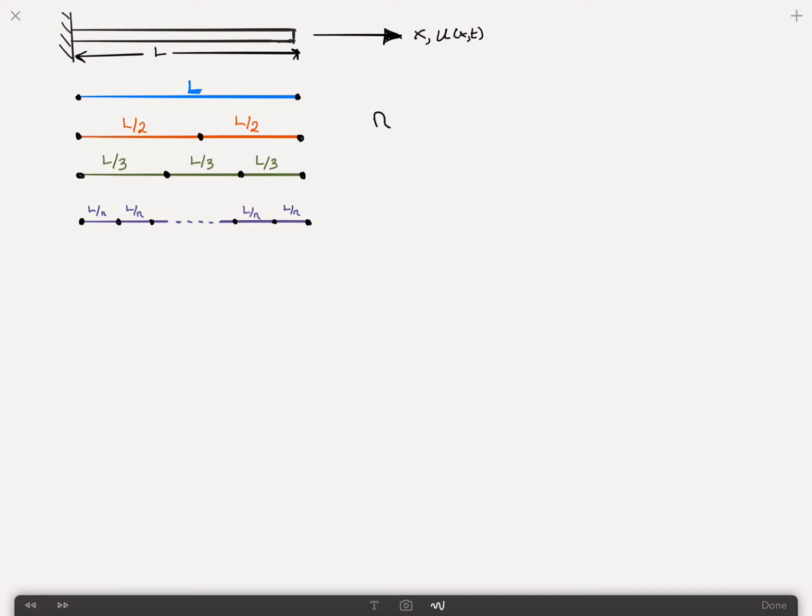So for n elements, just write that, n plus 1 degrees of freedom.